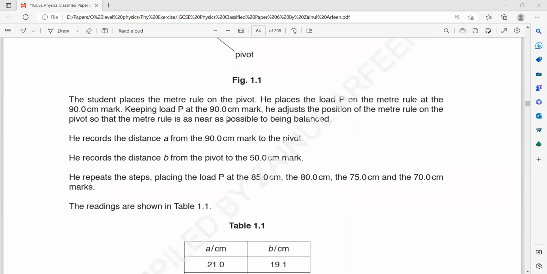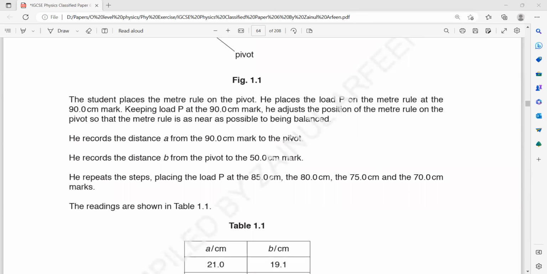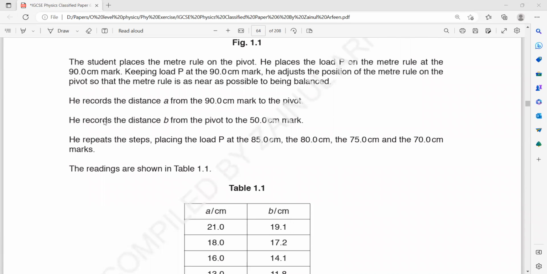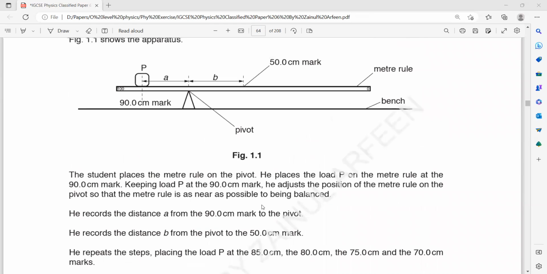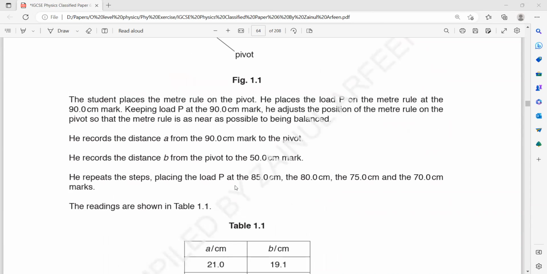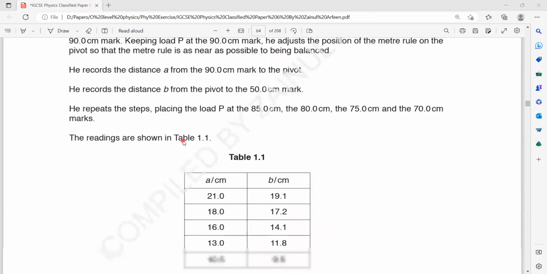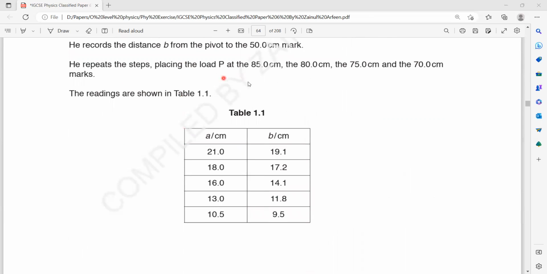The student places a meter rule on a pivot and places a load P on the meter rule at 90 centimeter, and he adjusts the meter rule until it is balanced. Then he records the distance B from the pivot to the 50 centimeter mark. Then he repeats the procedure by changing the position of the load. First it was at the 90 centimeter mark, then 85, then 80. He repeats the steps, and the readings A and B are there.